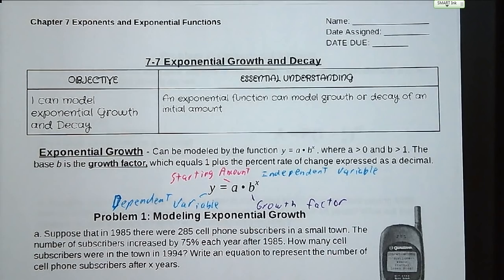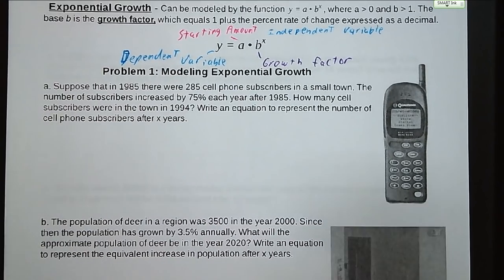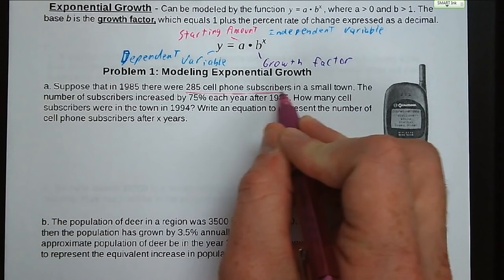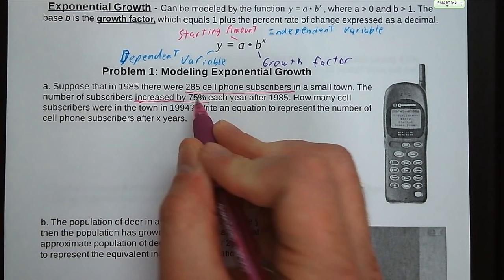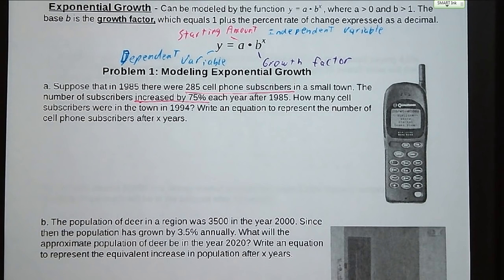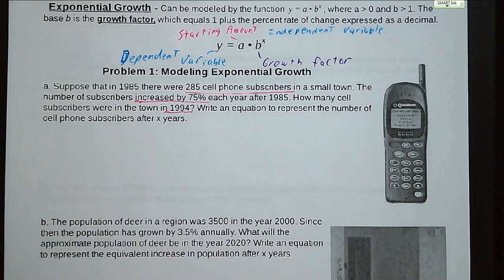Okay. All right, so now modeling exponential growth. So we're going to use that basic formula to solve this problem. Suppose that in 1985, there were 285 cell phone subscribers in a small town. The number of subscribers increased by 75% each year after 1985. How many cell phone subscribers were in the town in 1994? And then write an equation to represent the number of cell phone subscribers after x years.